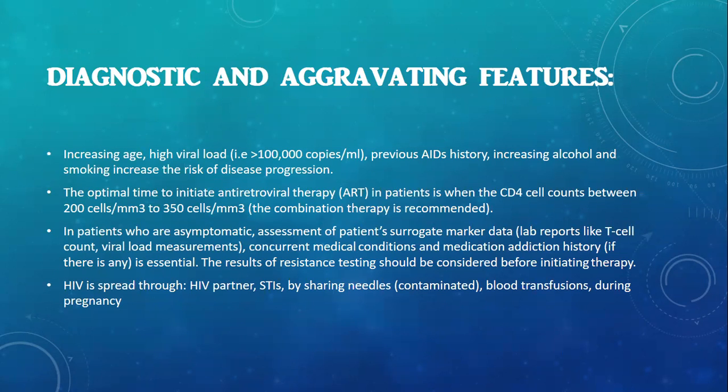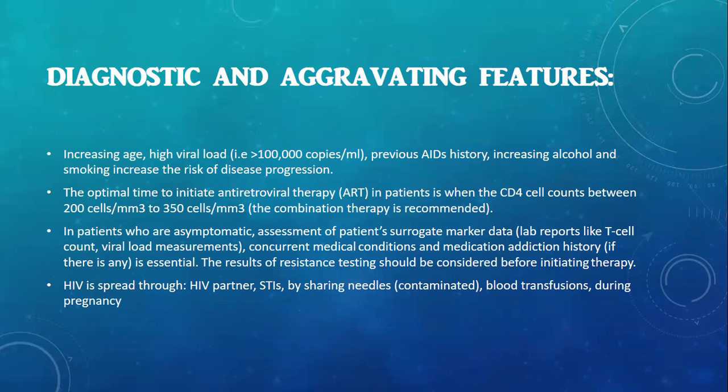Now, what are the diagnostic and aggravating features? Increasing age, high viral load that is greater than 100,000 copies per ml, and previous AIDS history. The previous AIDS history makes a person vulnerable to AIDS, and further prone to the HIV infection. Increasing alcohol and smoking increase the risk of disease progression, as these are the aggravating signs.